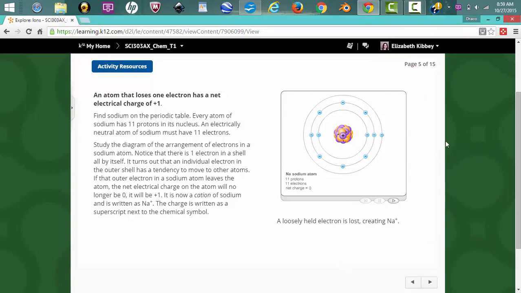Okay, an atom that loses one electron has a net electrical charge of +1. So looking at this picture, we know that the sodium atom has 11 protons and 11 electrons. Therefore, the net charge is equal to 0. This is an electrically neutral sodium atom right now. Now let's watch the animation.